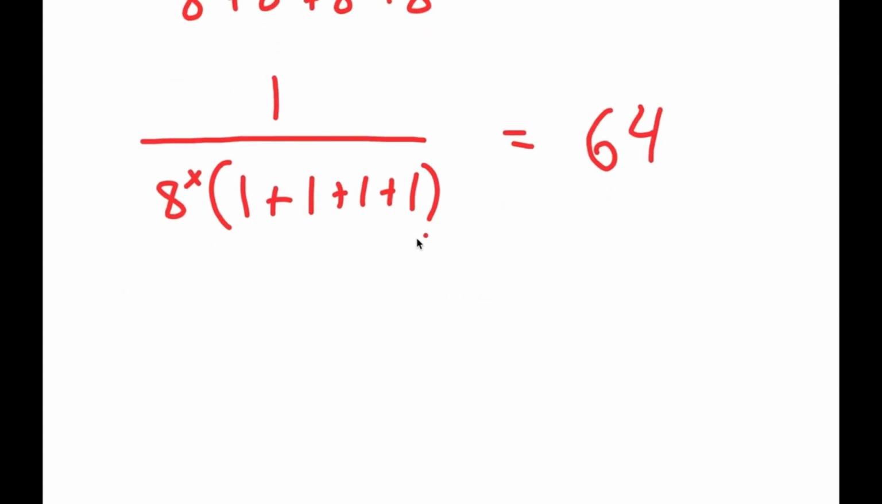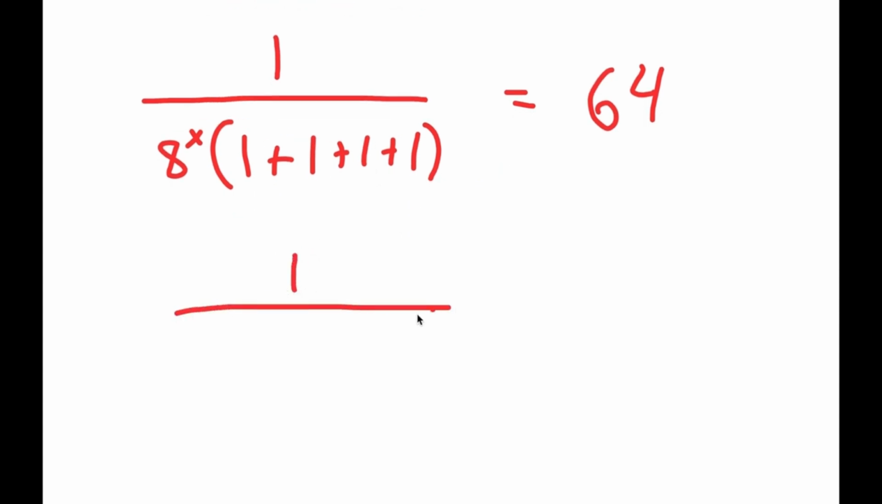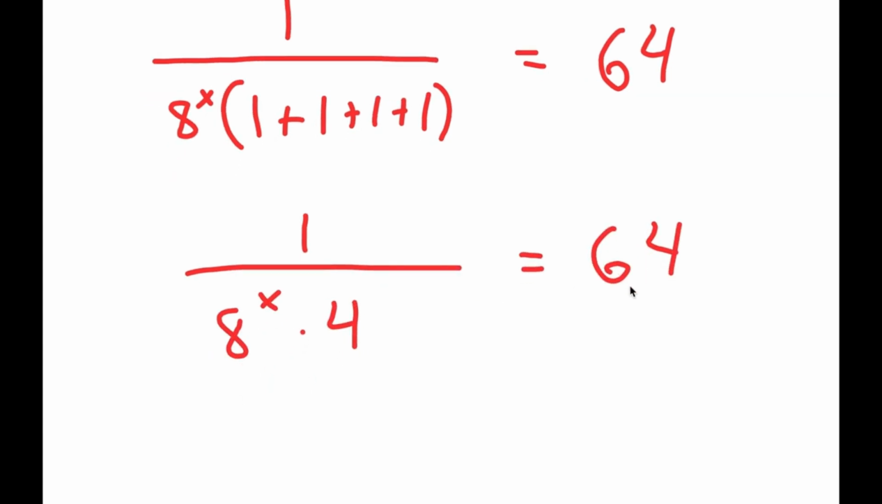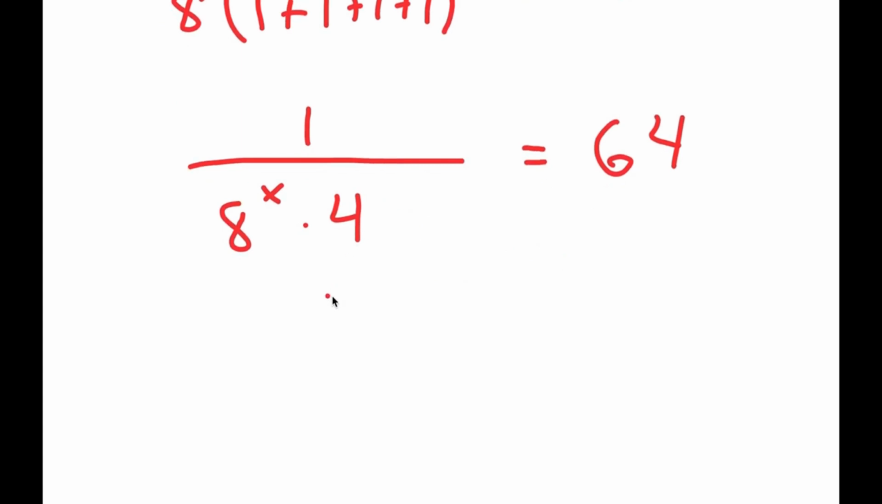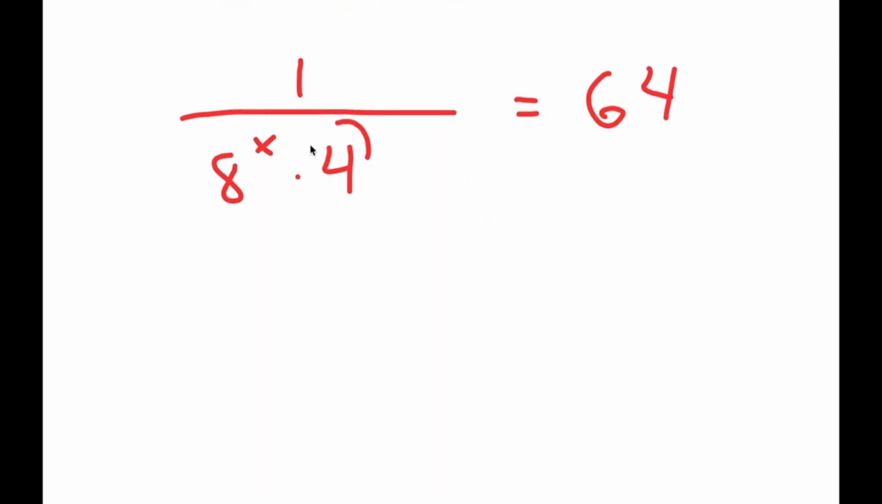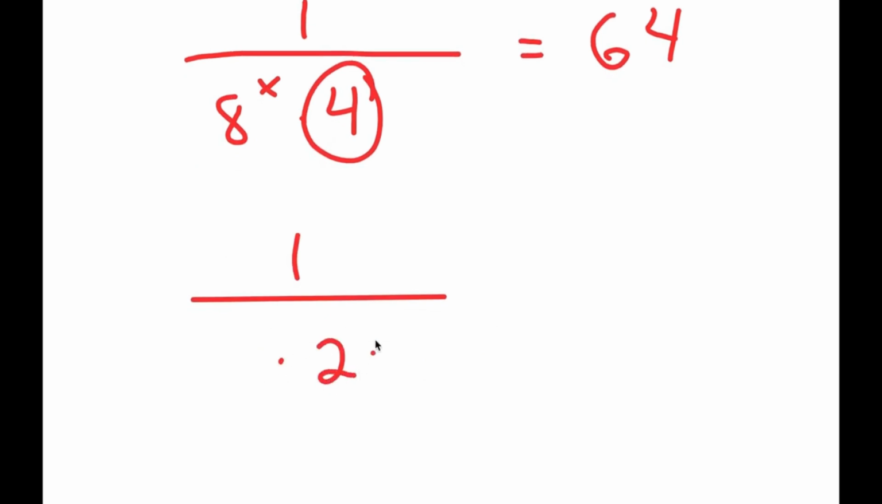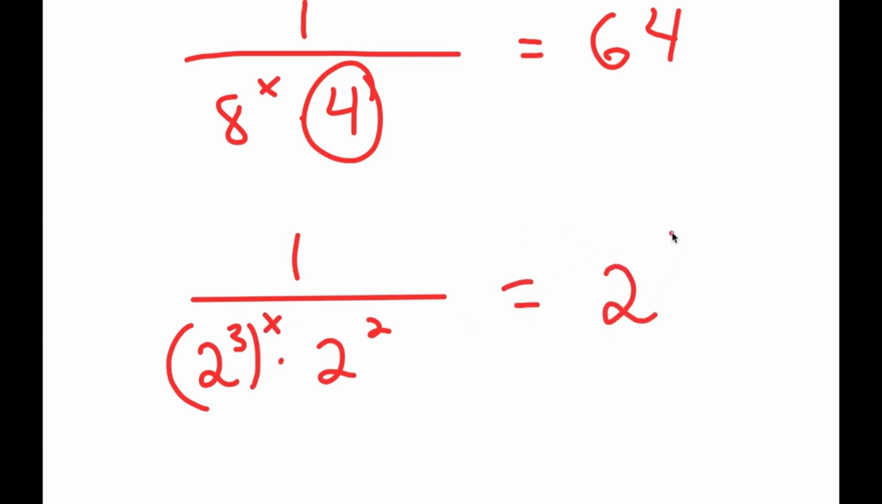And now 1 plus 1 plus 1 plus 1 is 4, so I get 1 over a to the power of x times 4 is equal to 64. Now from here, I'm going to rewrite all these terms in the power of 2. So 4 here is equal to 2 squared. 8 is the same thing as 2 to the power of 3. So I have 2 to the power of 3 to the power of x. And finally, 64 is the same thing as 2 to the power of 6.